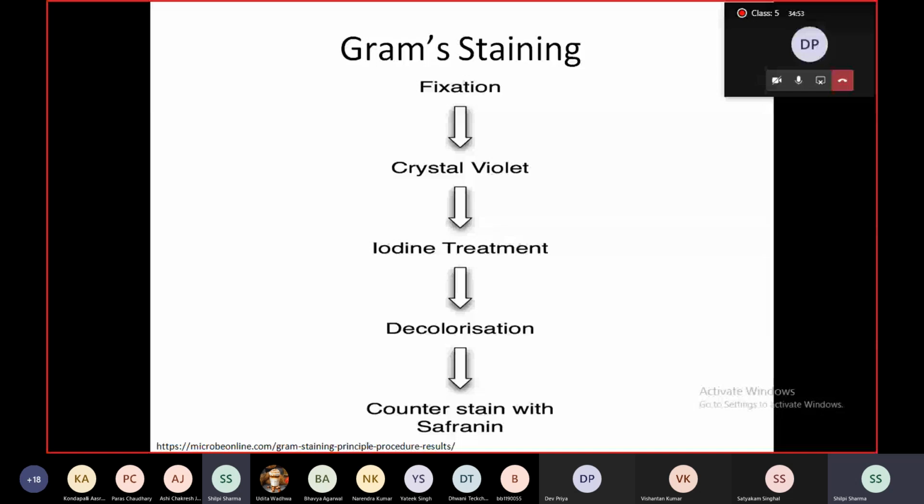So the cells which retain the violet color, the first step that we had after fixation, are termed gram positives, while the ones that take up the counter stain safranin, which is pink in color, are called gram negatives.